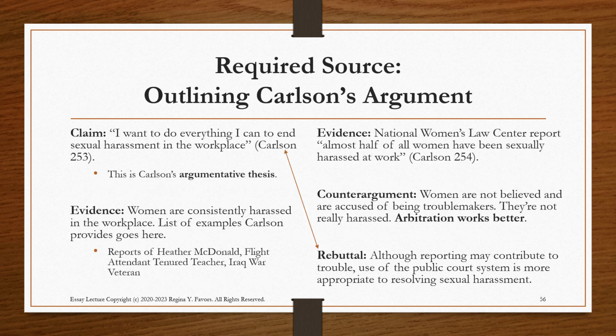So let's look at how we should outline her argument. So there's a claim: I want to do everything I can to end sexual harassment in the working place. That is her argumentative thesis. It seems simple enough, but it is a very powerful one to think about. Evidence: women are consistently harassed in the workplace. List of examples, and those are those examples that we mentioned earlier. Then evidence again, National Women's Law Center report, almost half of all women have been sexually harassed at work.